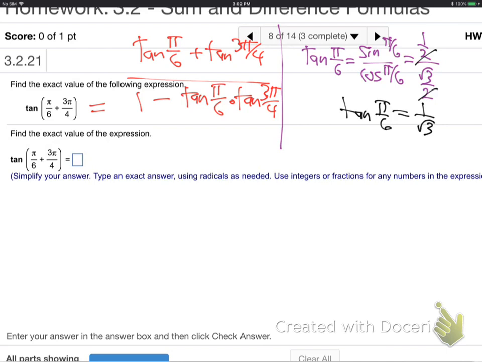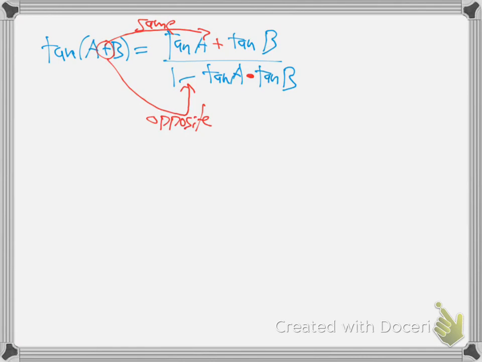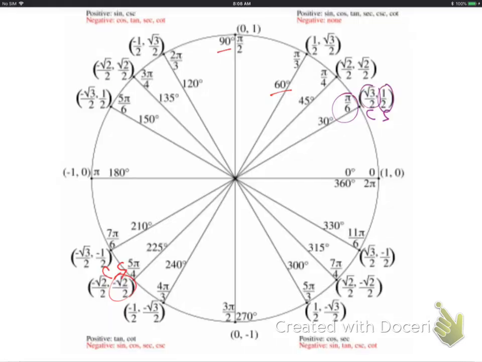So good so far. Tangent pi over 6. That's going to be one piece of the puzzle. We're also going to need tangent 3 pi over 4, aren't we? So let's go get our hands on tangent 3 pi over 4. So tangent 3 pi over 4 is sine over cosine again. Sine 3 pi over 4 over cosine 3 pi over 4. Let's go to the unit circle. 3 pi over 4 right here.